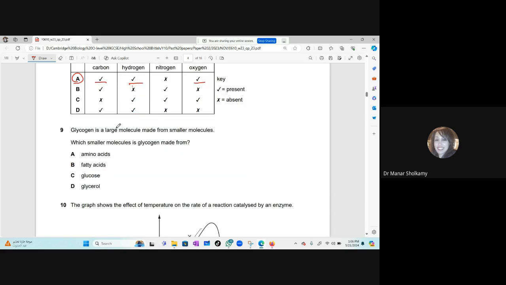Good. Glycogen is a large molecule made from smaller molecules. Which smaller molecules is glycogen made from? Also, this is easy. It's made up from what? Glucose. Yes, it's a sugar. Okay. So it is C.